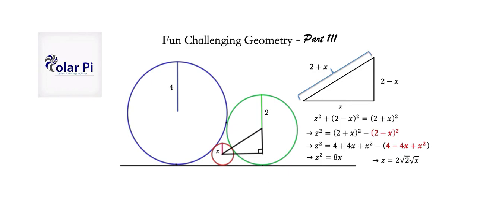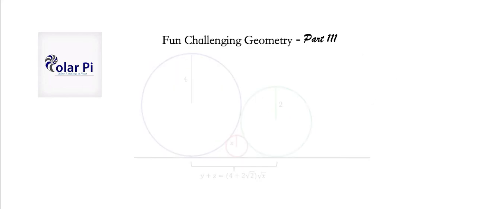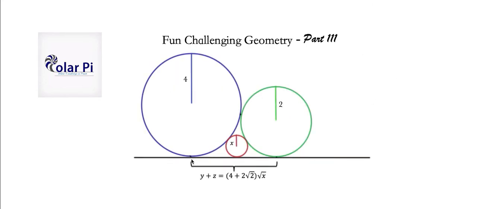So what does this tell us? This tells us something very important to the solution. It tells us that the horizontal distance from the point of tangency of the blue circle and the black line to the point of tangency of the green circle and the black line is y plus z based on our earlier labels, which is equal to 4 root x plus 2 root 2 root x, which is the same as 4 plus 2 root 2 times root x.